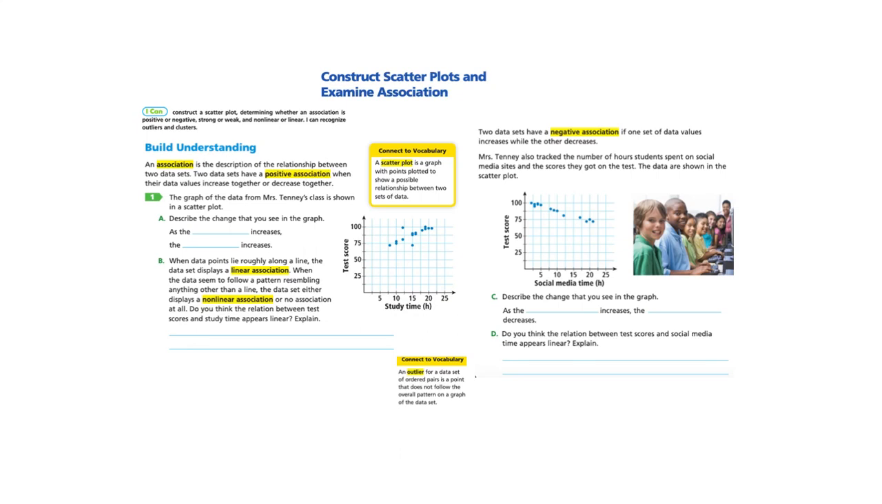Hi, 8th grade. This is lesson 1 of module 8. So we're starting a new module. This lesson is construct scatter plots and examine association. And the I can statement says I can construct a scatter plot, determining whether an association is positive or negative, strong or weak, nonlinear or linear. I can recognize outliers and clusters.